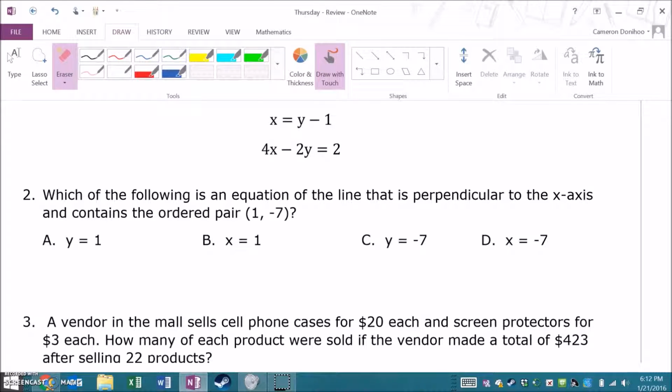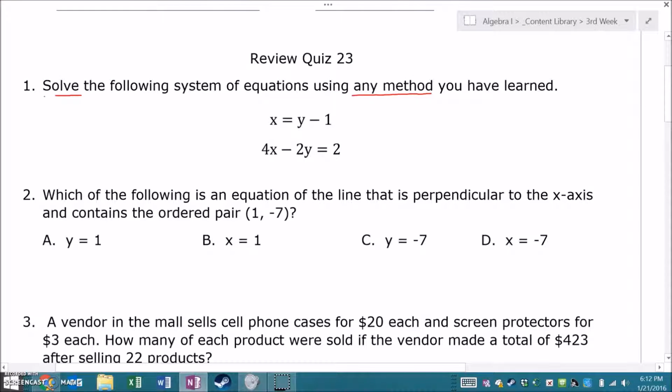Hey guys, here's your review for the test that we're having tomorrow in class. I'm not using my normal stylus, so some of this might be a little bit messy.